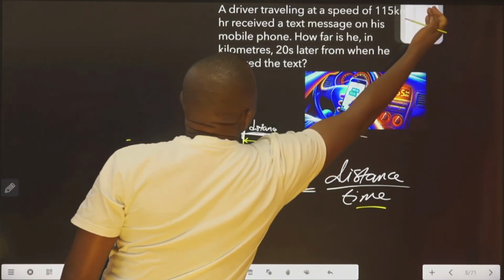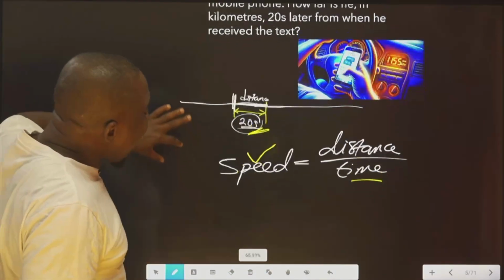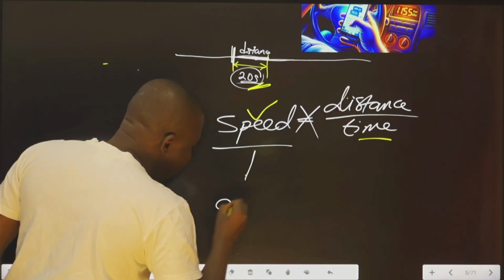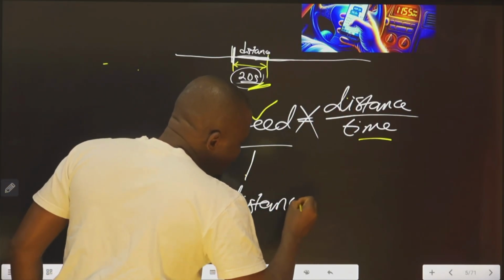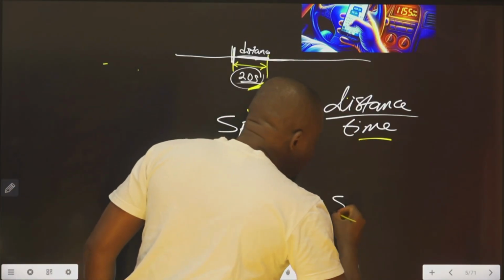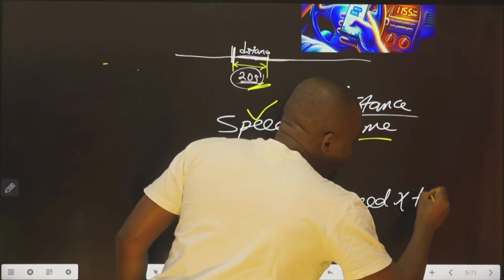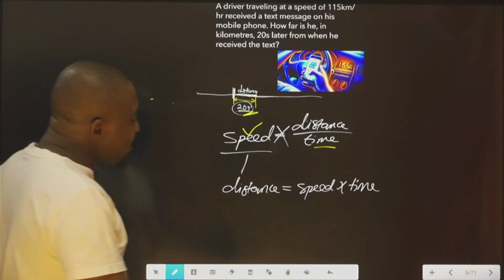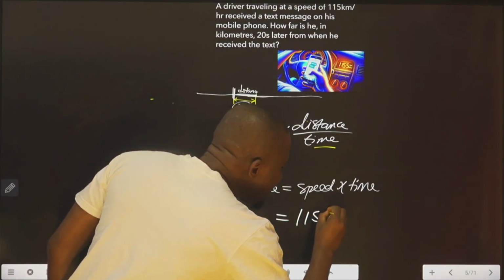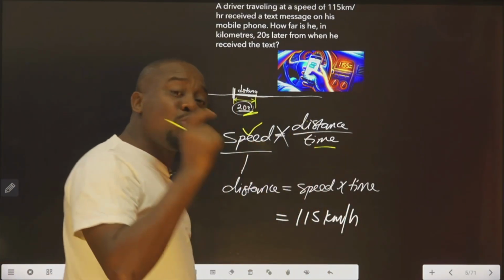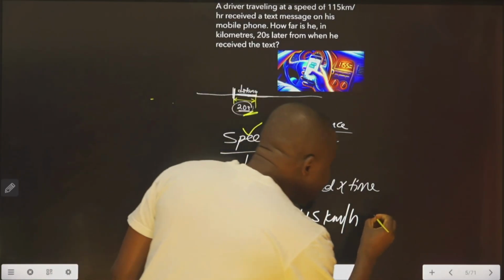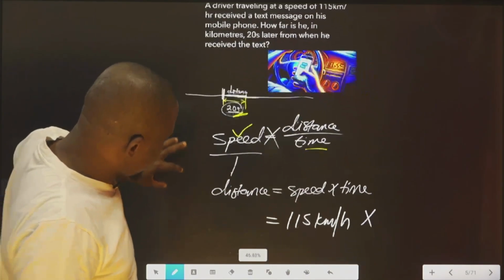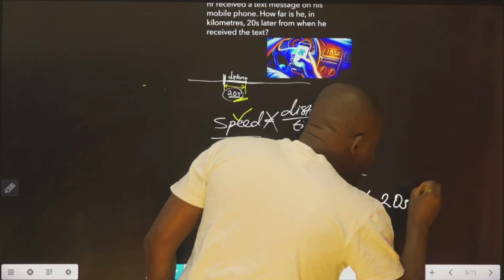So now we are looking for what? The distance. To get the distance, simply cross multiply. Distance equals speed multiplied by time. Now, what is the speed? 115 kilometers per hour. Learn to put the unit. Multiply by time. Time is what? 20 seconds. Put the seconds.